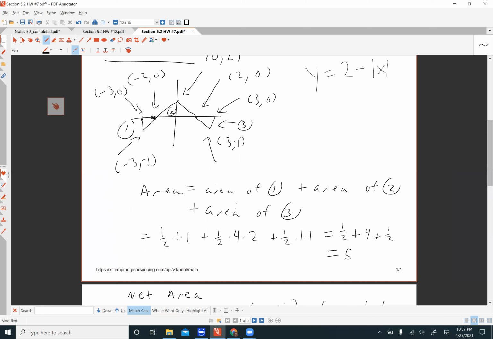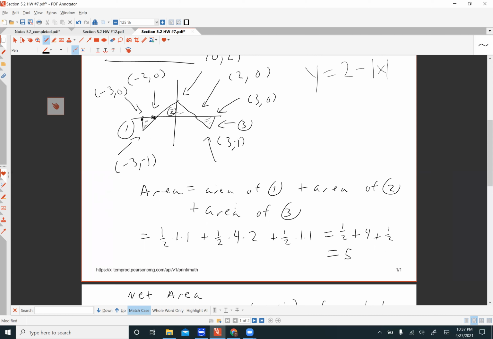And so altogether, the net area is 5. I'm sorry, that's the total area. We're not subtracting off the negative areas, right? So the total area is 5. That's my fault. The area bounded by the graph of y equals 2 minus absolute value of x, and the x-axis is 5. So we just added up the area of these three triangles right here.